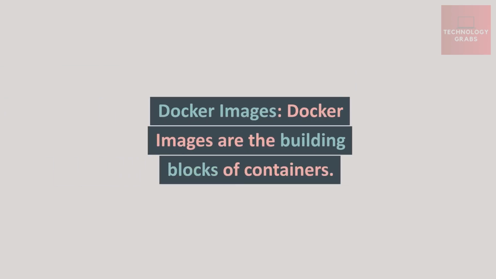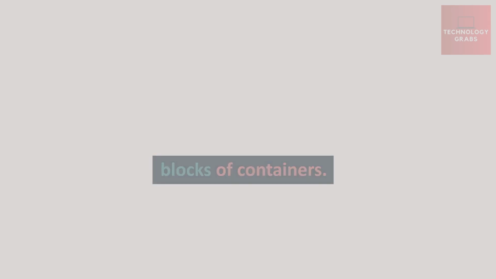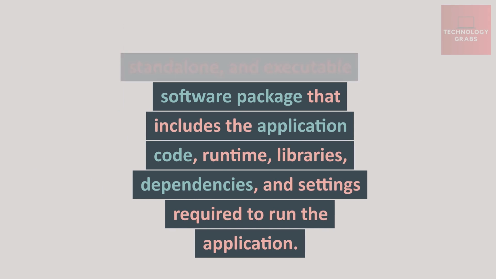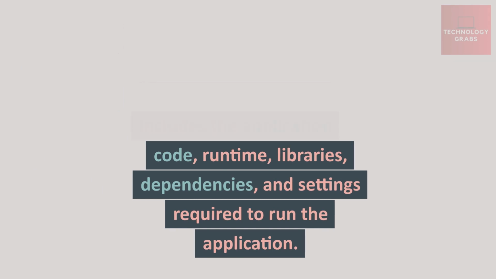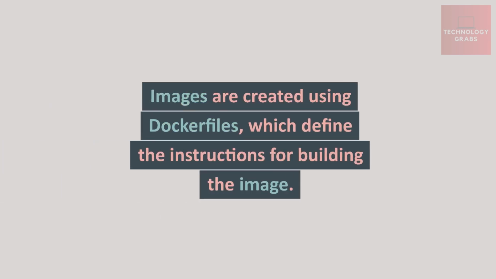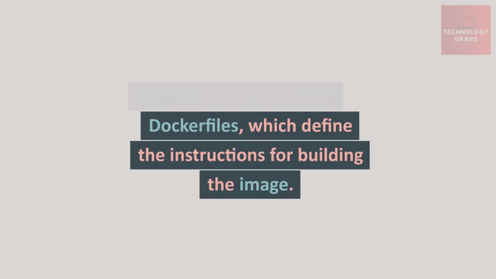Docker images. Docker images are the building blocks of containers. An image is a lightweight, standalone, and executable software package that includes the application code, runtime, libraries, dependencies, and settings required to run the application. Images are created using Dockerfiles, which define the instructions for building the image.